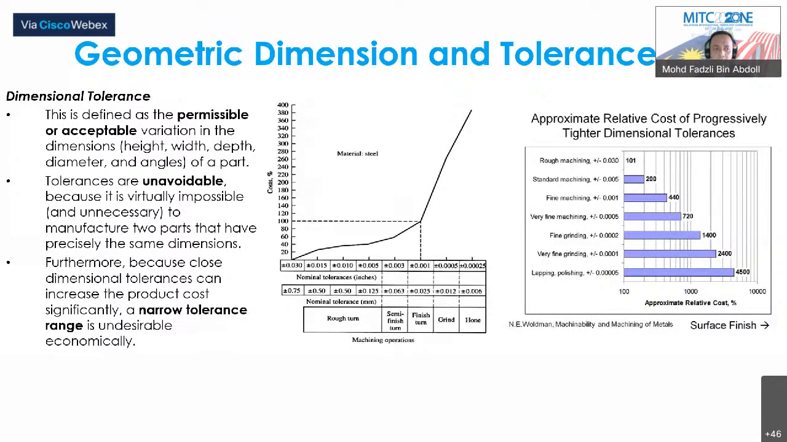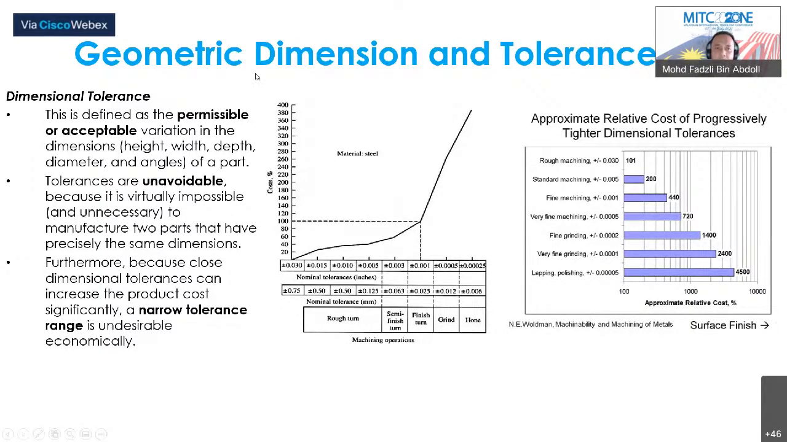Okay, this is why kita perlu adakan tolerance. Kalau katalah hole dengan apa tadi, shaft, dimension dia sama, memang takkan boleh assemble, memang takkan boleh muat. That's why kita perlu ada tolerance. Furthermore, because close dimensional tolerance can increase the product cost significantly, a narrow tolerance range is undesirable economically.